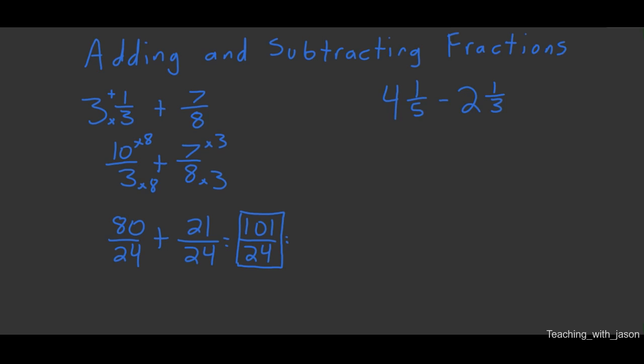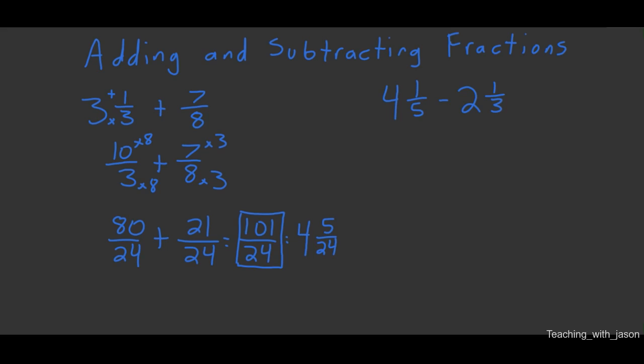Well, once again, this would get you almost full marks. The last half mark would be converting into a mixed number, and so we would end up with 4 and 5/24ths.